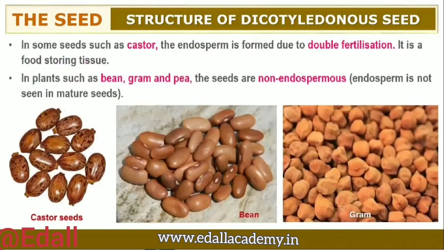In some seeds such as castor, the endosperm formed as a result of double fertilization is a food-storing tissue. In plants such as bean, gram and pea, the endosperm is not present in mature seeds and such seeds are called non-endospermous.